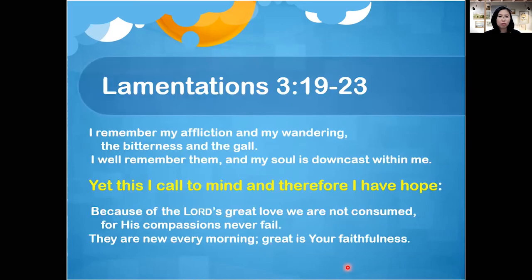Okay. Let me go to Lamentations 3:19 to 23. I like this portion of the passage. Sabi niya, I remember my affliction and my wandering, the bitterness and the gall. I well remember them, and my soul is downcast within me. Yet this I call to mind, therefore I have hope. Because of the Lord's great love, we are not consumed, for his compassions never fail. They are new every morning.